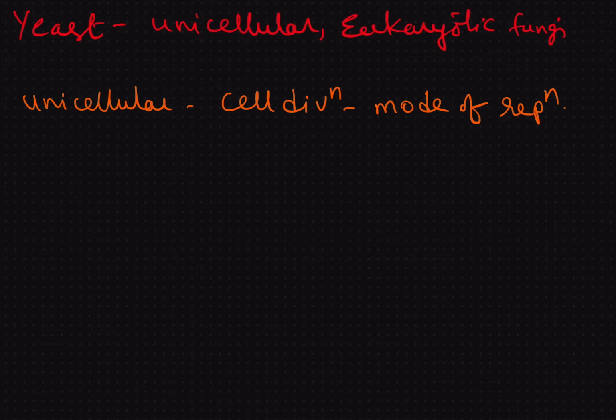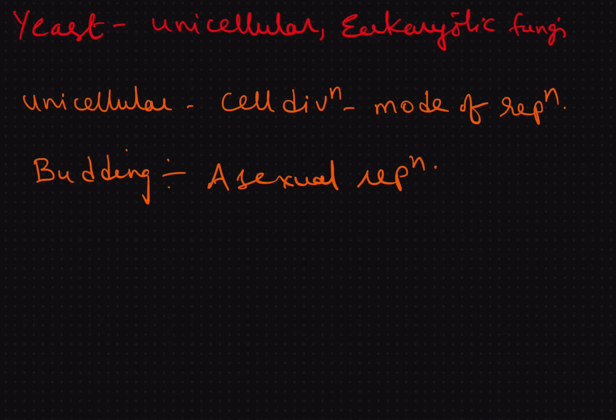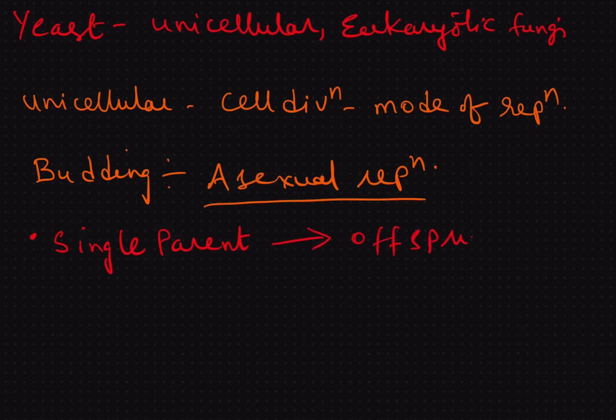Now, budding is a type of asexual reproduction. Budding in yeast is a kind of asexual reproduction. So, what is an asexual reproduction? What are the major features of asexual reproduction? If you see, in asexual reproduction, a single parent is able to produce its offspring, right?